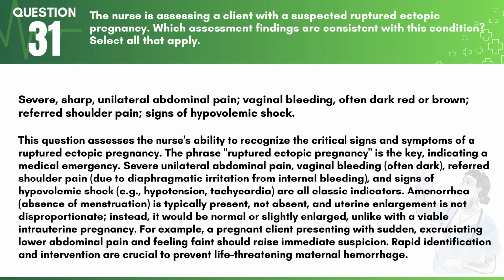Amenorrhea, absence of menstruation, is typically present, not absent, and uterine enlargement is not disproportionate. Instead, it would be normal or slightly enlarged, unlike with a viable intrauterine pregnancy. For example, a pregnant client presenting with sudden, excruciating lower abdominal pain and feeling faint should raise immediate suspicion. Rapid identification and intervention are crucial to prevent life-threatening maternal hemorrhage.